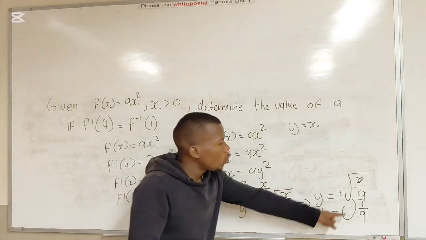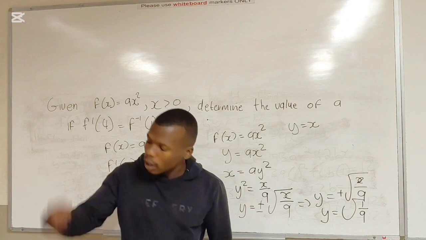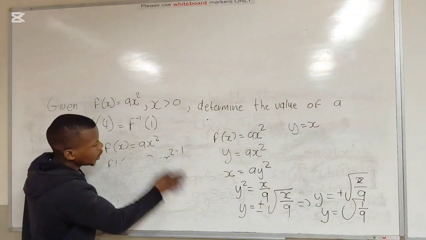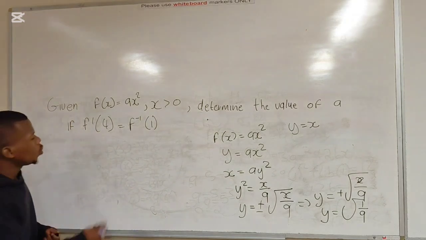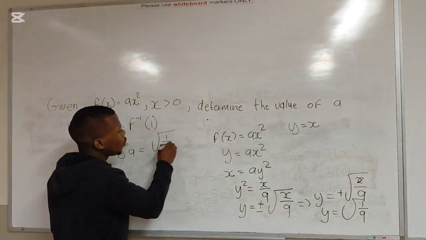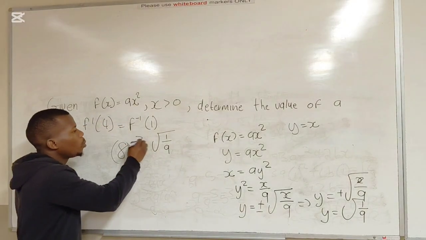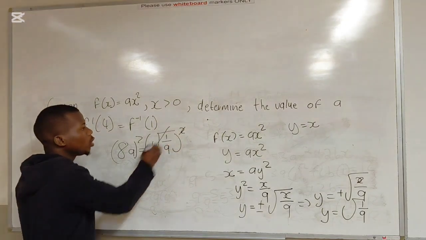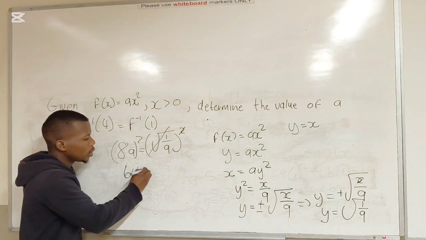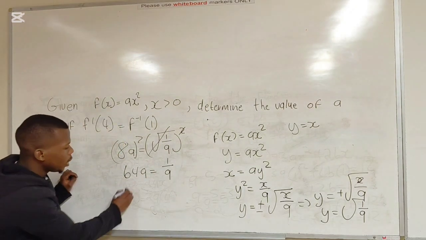And they said I must equate these two, meaning I'm going to equate 8a and the square root of 1 over a, in order for me to calculate the value of a. Now let's check something. I'm going to erase here. Remember, we need to equate 8a is equal to the square root of 1 over a. In order for me to solve for a, I'm just going to square both sides in order to kill the square root. Here I will have 64a squared, which is equal to 1 over a, meaning I have 64.